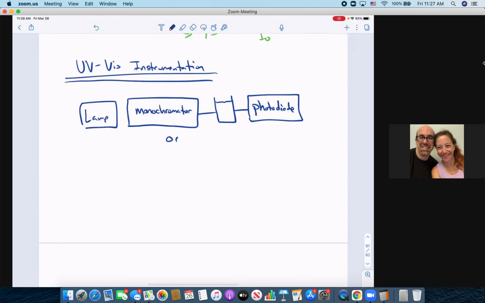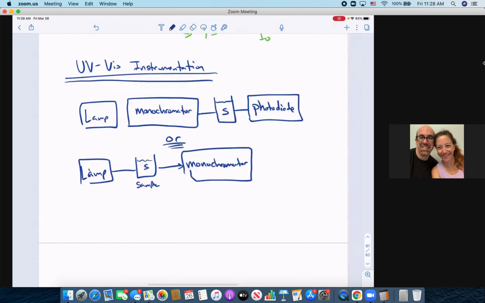You can switch this up a little bit. You can actually have the light source, the LED or lamp, go into the sample first. So S is sample, right? Then to a monochromator, and then to a photodiode, right? You get the exact same answer in both cases. This one allows you to use arrays if you want, so you can use an array detector. The top one you can't.